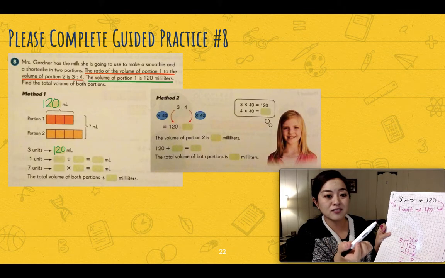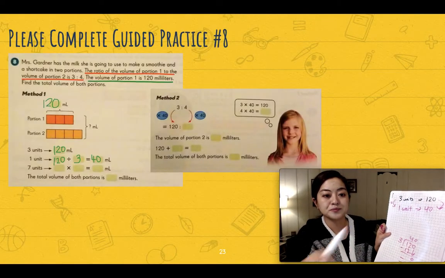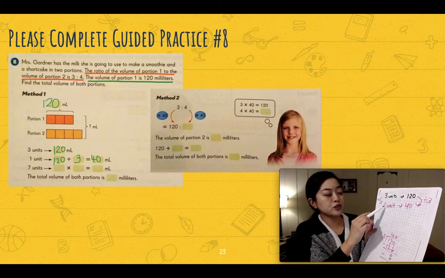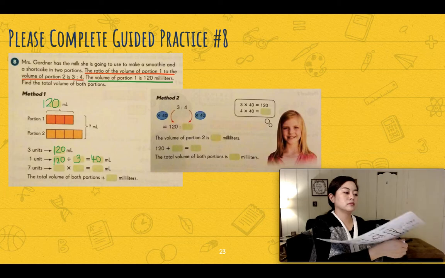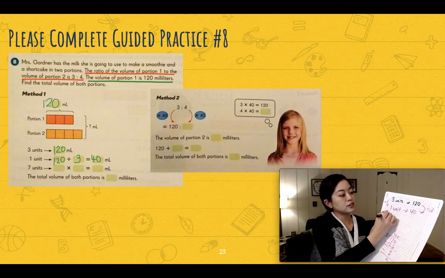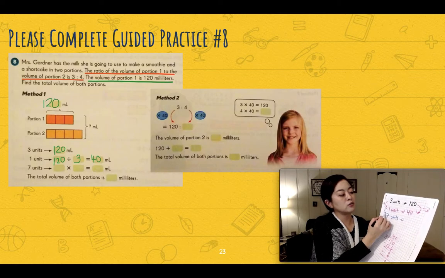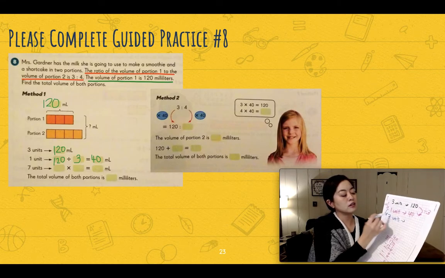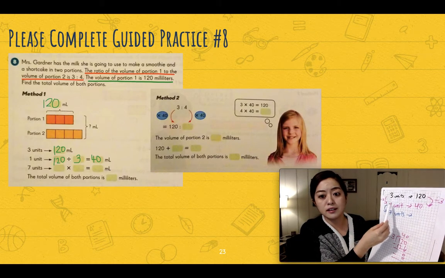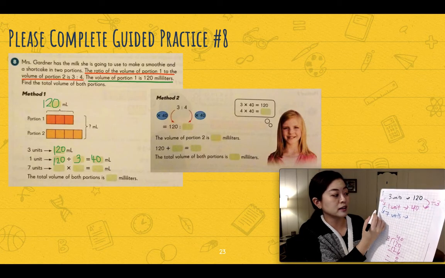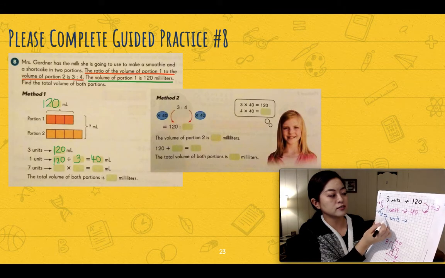Then how many is 7 units? Then you have to do 7. So 1 unit is 40. Okay, now you want to get to 7 units. So now we're going to change 1 unit to 7 units. So does it get bigger or smaller? It gets bigger. So we gotta multiply. We're gonna multiply 1 by 7 to get 7. 1 times 7 is 7.